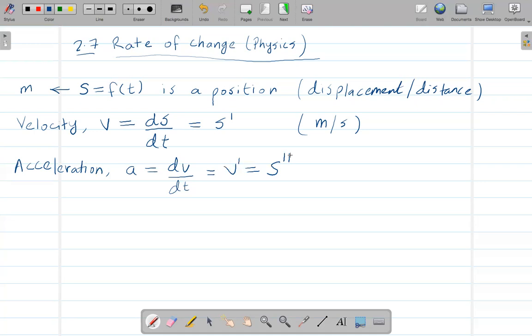Let's do some examples related to these things. But before I start doing the examples, I want to explain one more thing. You need to know this idea first, and then after that, let's say a person throws a ball in a vertical direction, or vertical motion.